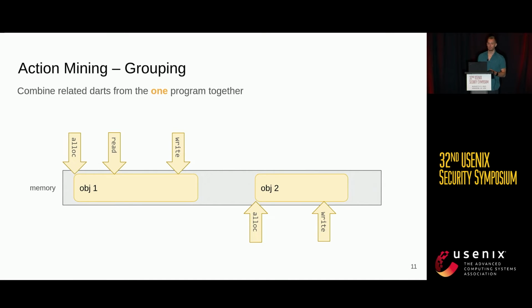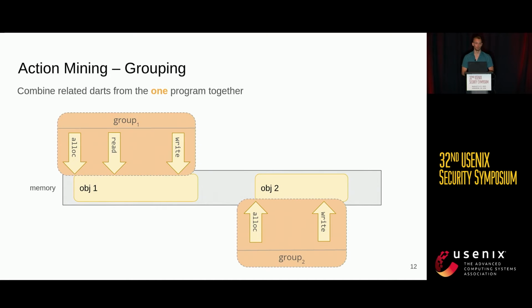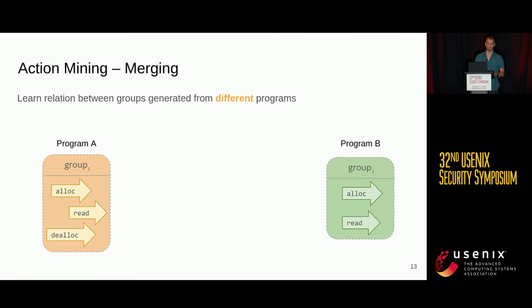The first step of this analysis is grouping. When we recorded these darts, we now take only the darts from one program. To find out which of these darts work on the same memory buffer, we can just look at the address. And in the example on the slides, of course, this leads to 2 groups. These groups are now given to the next step, merging.